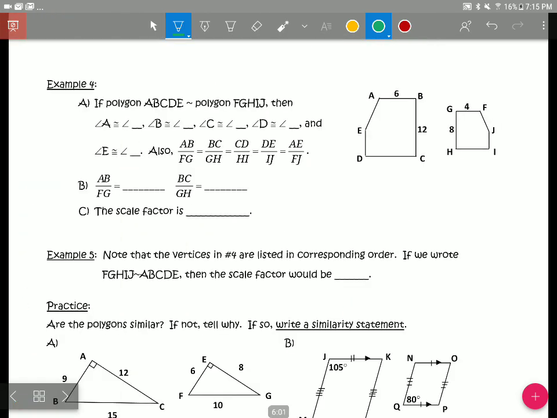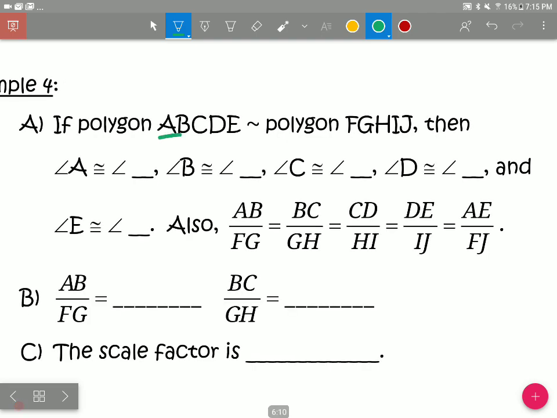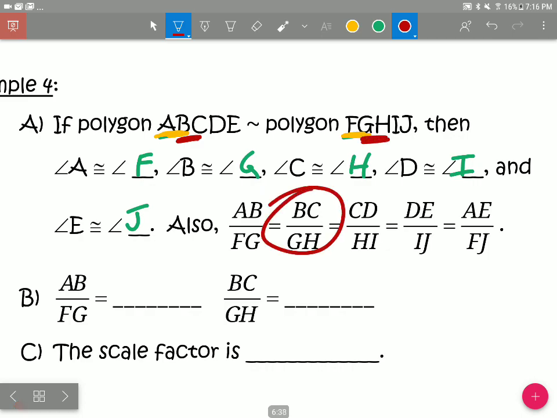Page 2. If polygon ABCDE is similar to polygon FGHIJ, then A is congruent to, again, remember, first one congruent to the first one. A is to F, B is to G, C is to H, D is to I, and E is to J. Okay? And the proportions are true as well. What this is saying is AB is proportional to FG, BC is proportional to GH, and so on and so forth. And it goes all the way down the line, even if you wrap back around.